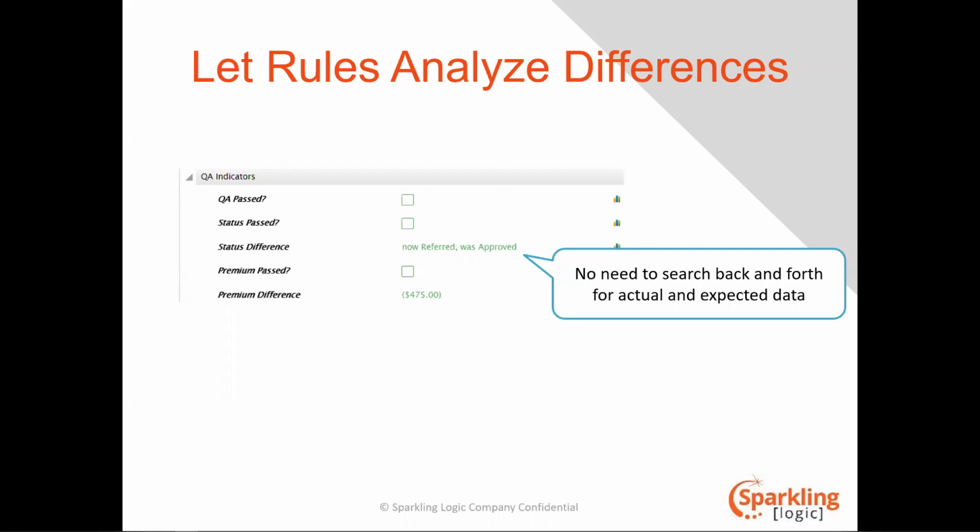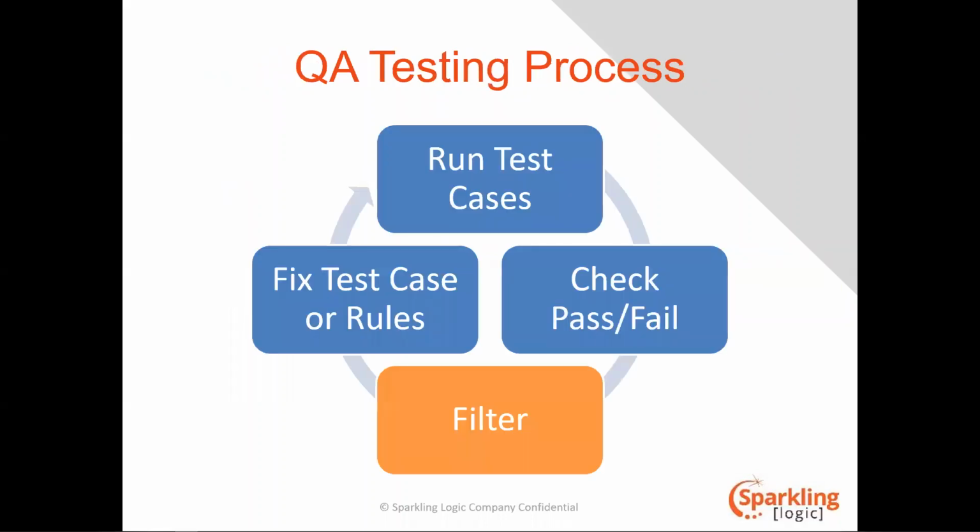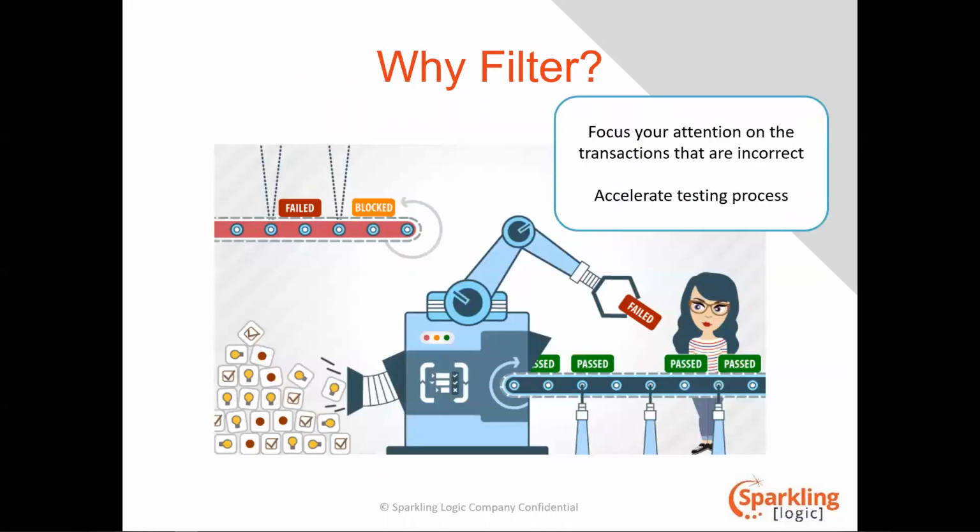So once we know that we've got 31 of our test cases failing and only 3 of them because of status and things like that, we can start filtering and zero in on what are those bad test cases so that we can be more focused, more effective. The reason I think it's really important to be able to have these filtering capabilities is that it focuses your attention on the transactions that are incorrect, and you don't have to go one by one through your 100 transactions.